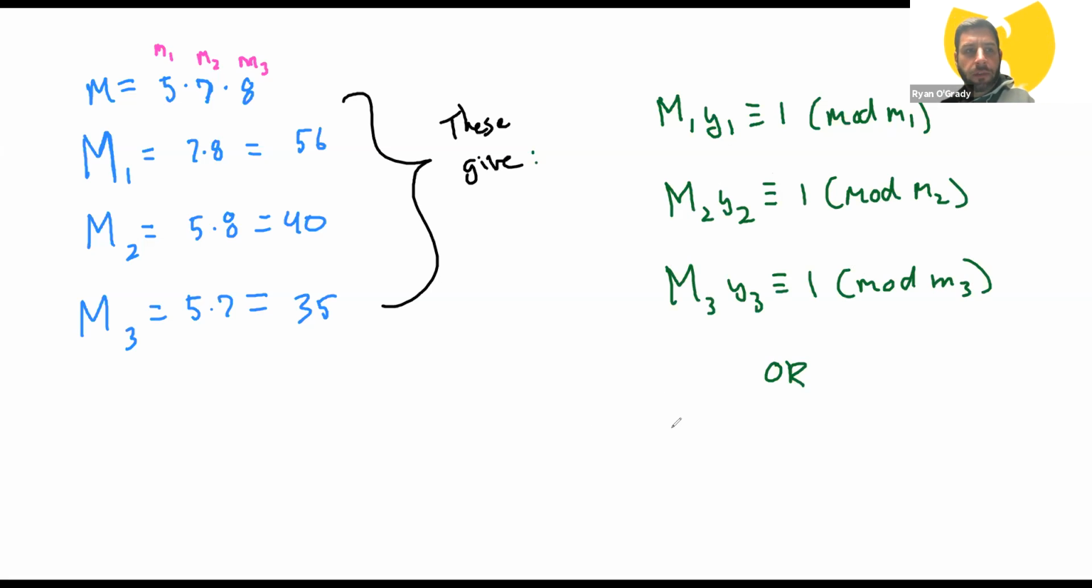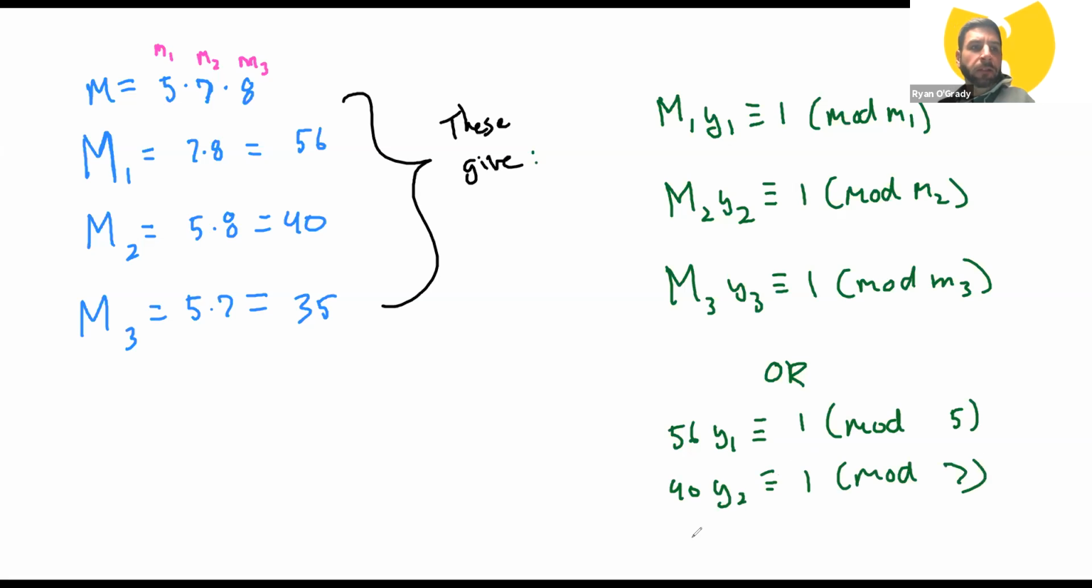So what are the values? This is 56 y sub 1 congruent to 1, mod 5. This is 40 times y sub 2 needs to be congruent to 1, mod 7. And then last but not least, we know that y sub 3 exists as well. We just have to figure out what it is. And this is mod 8.